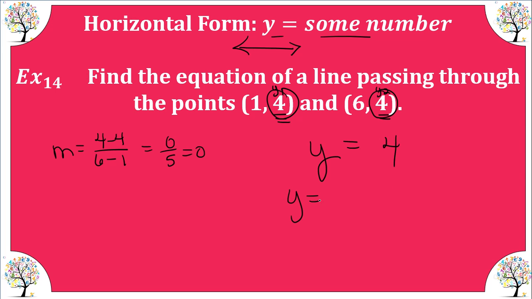So my equation is simply y equals 4. If we wrote our slope of 0, so 0 times x plus 4, we can see that the reason we simplify it to this equation is because 0 times anything, even a variable, is nothing. So we end up with just y equals 4.